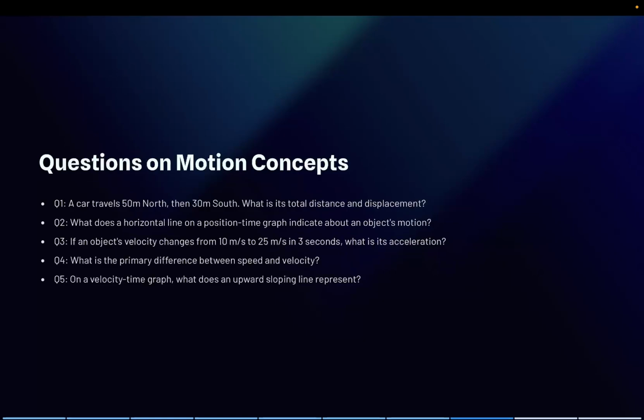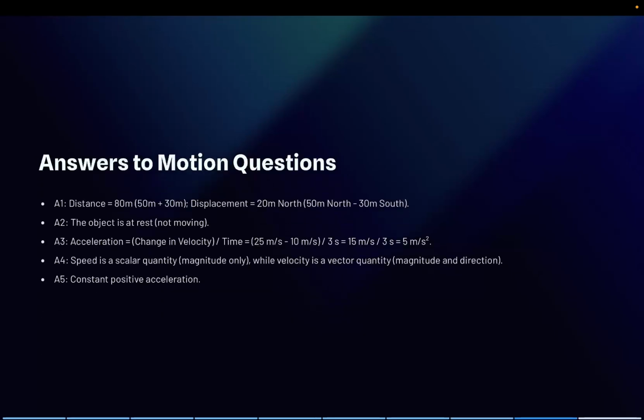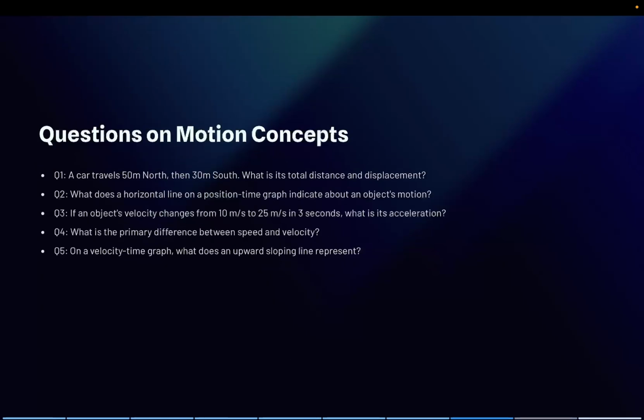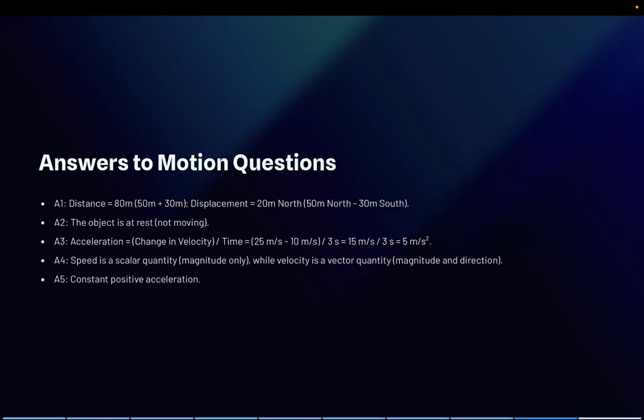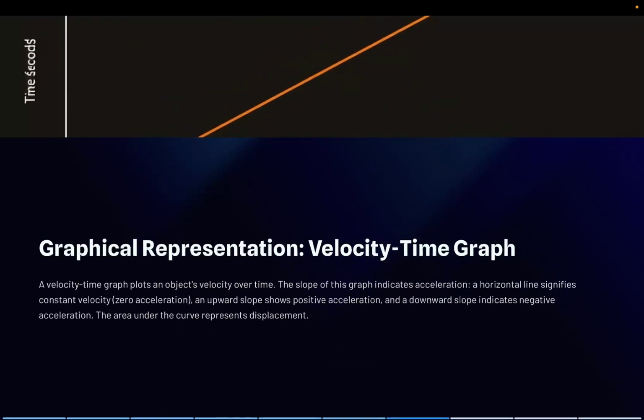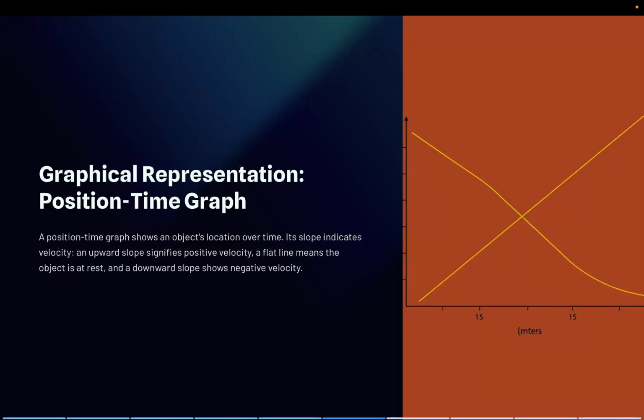The second question: what does a horizontal line on a position time graph indicate about an object's motion? The object is at rest, or the object is not moving. In a position time graph, if it's horizontal, what does it represent? We saw in the definition that the object is at rest. Let's go back here. See, a flat line means the object is at rest. Flat line means it's horizontal.